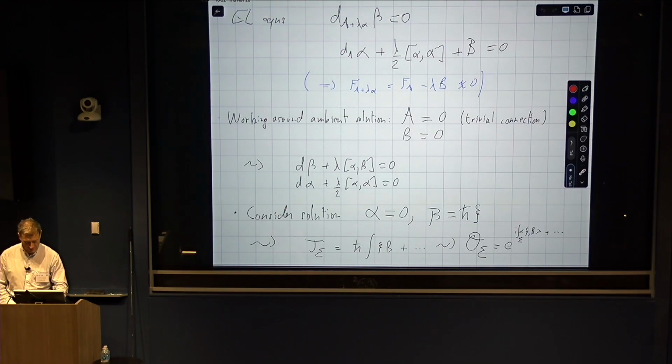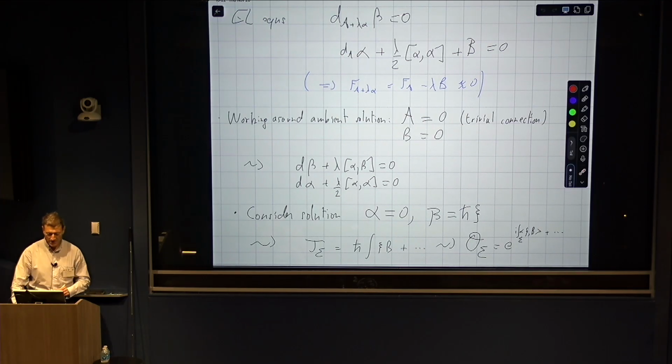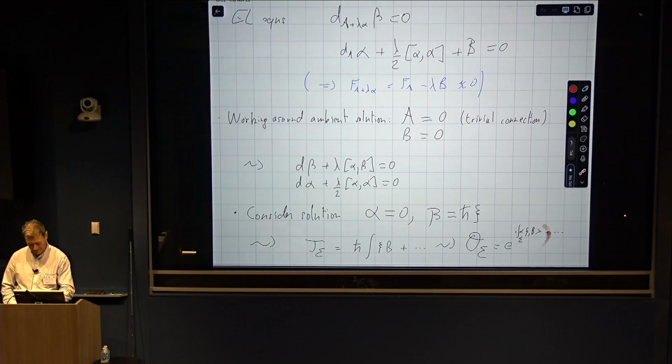So the advantage of this solution is that when I evaluate my action functional for the two-dimensional BF theory on this solution, I get one term, which is h bar psi paired with b. Here I didn't write the pairing, but the pairing will be here. So the observable will start with this term, and then there will be some dots that come from the Feynman diagrams. So this is exactly what we want to get.